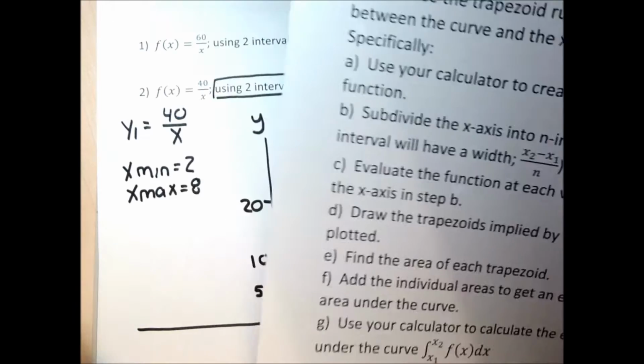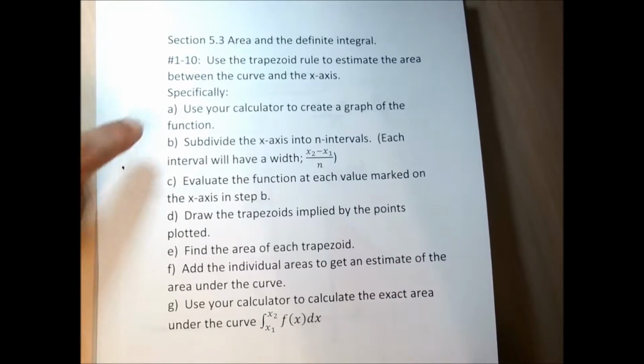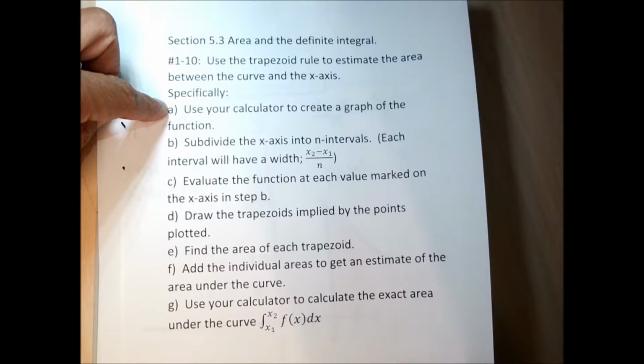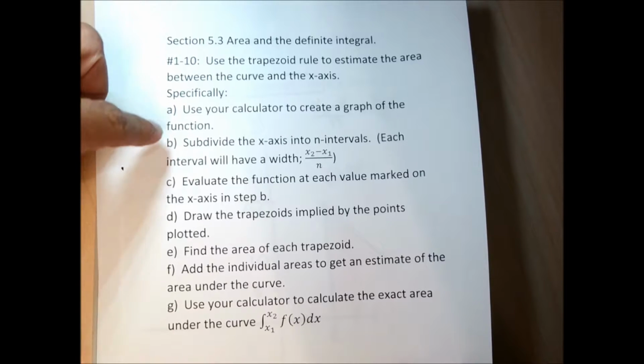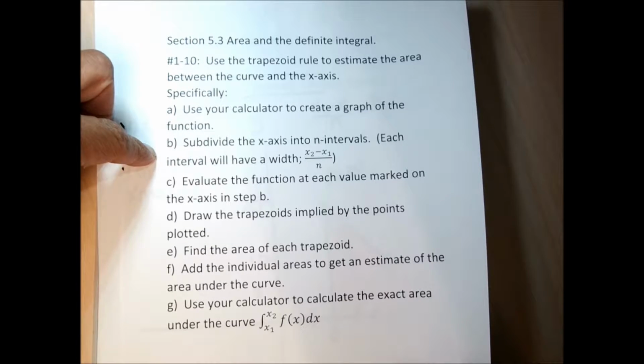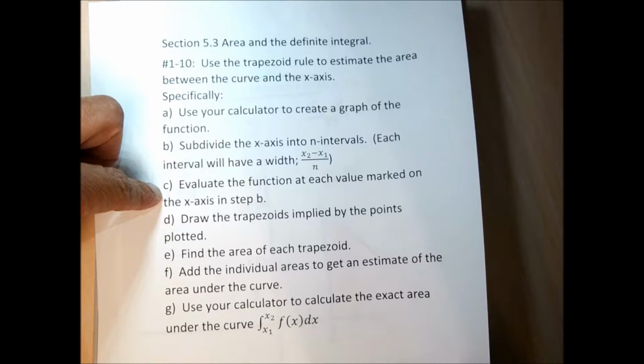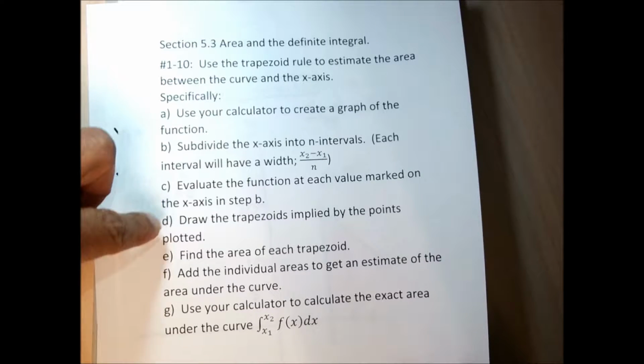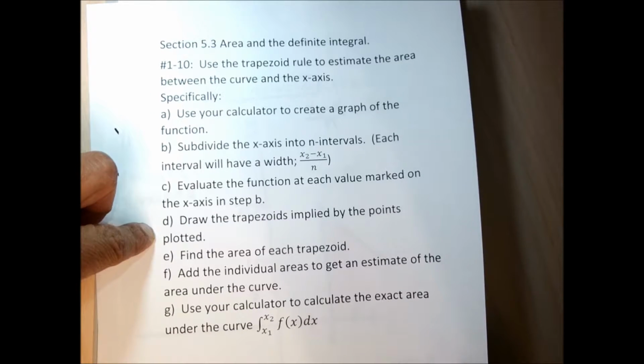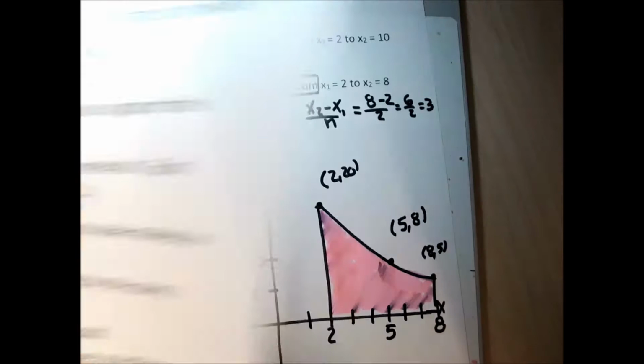So a lot of my work is all being shown on a single graph. A's on the graph, that's just the graph itself. B are the numbers on the x-axis. C are the y-coordinates above each point on the x-axis. D, I'm going to draw on the graph too. Draw trapezoids implied by the points.